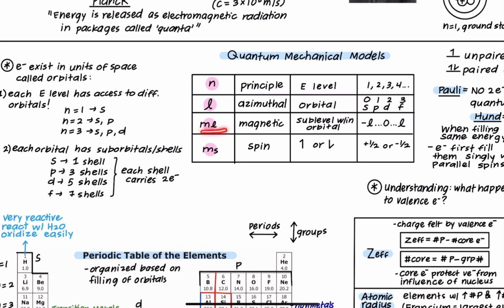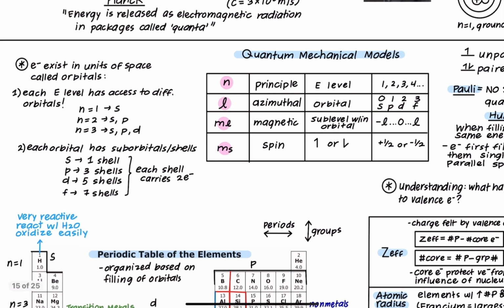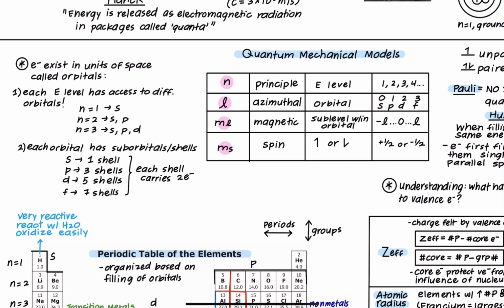The magnetic number can be between negative L and L. So if L is 1, the range for ML will be negative 1 to positive 1. There's also the spin number, which can be positive 1/2 if the electron is spin up and negative 1/2 if the electron is spin down.